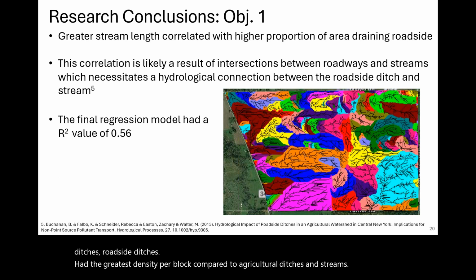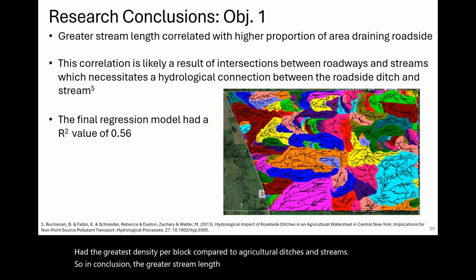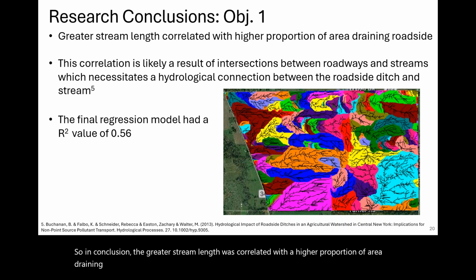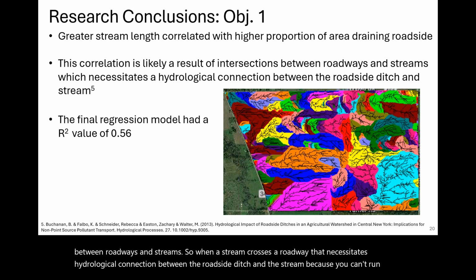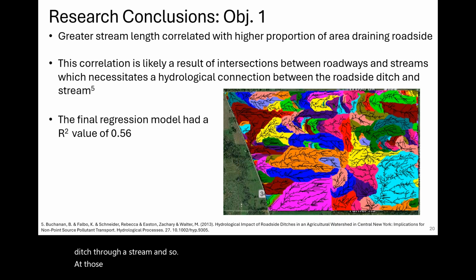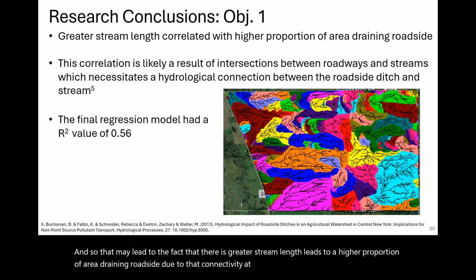So in conclusion, the greater stream length was correlated with a higher proportion of area draining roadside. If we think about this, the correlation is likely a result of the intersection between roadways and streams. When a stream crosses a roadway, that necessitates a hydrological connection between the roadside ditch and the stream, because you can't run a ditch through a stream. And so at those points, there's always a connection. That may lead to greater stream length leading to a higher proportion of area draining roadside, due to that connectivity at points where streams cross roadways.